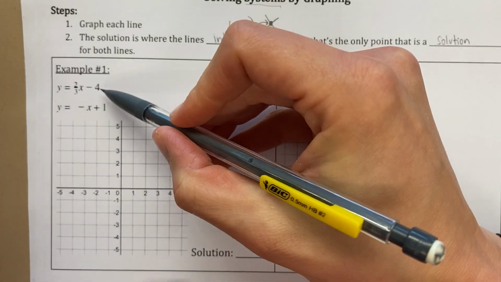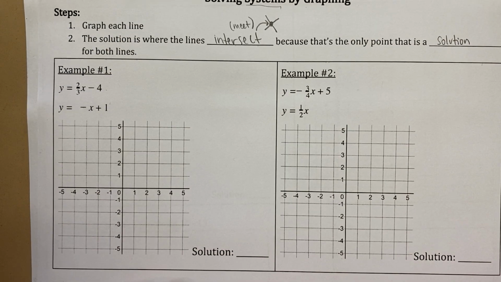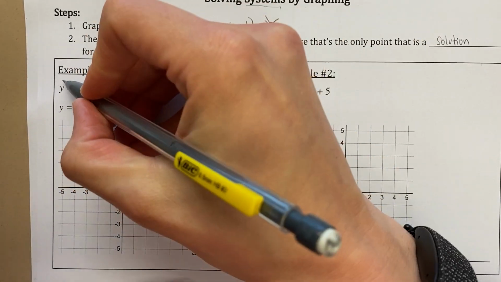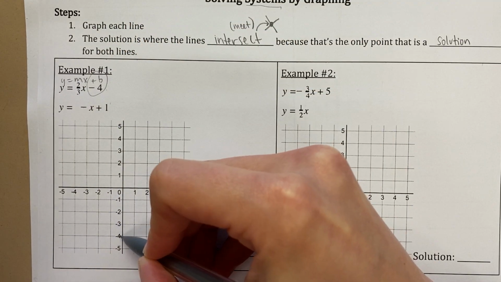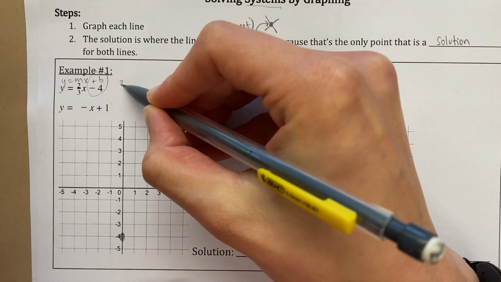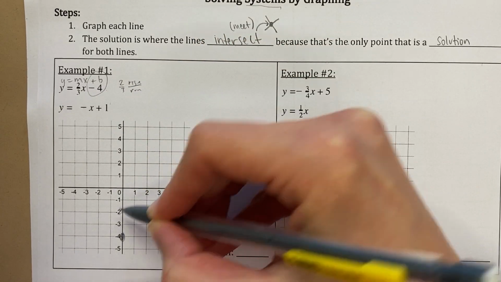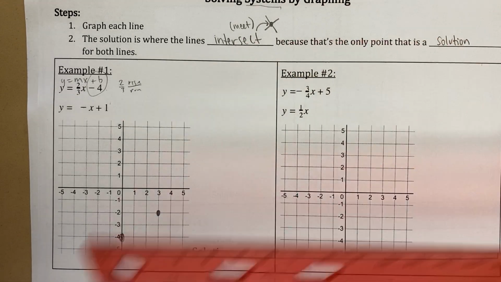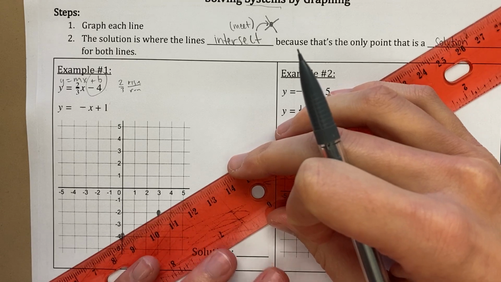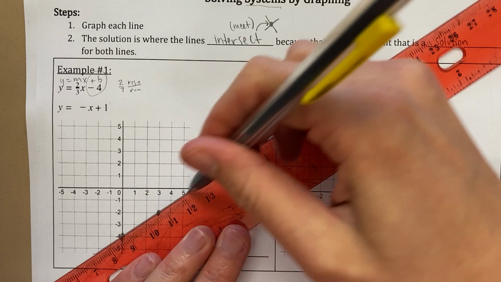So for example, if I were to graph this line, I would start at a y-intercept of negative 4, right? This is y equals mx plus b. And then my rise over run is 2 over 3. So I'm going to rise 2, run 3. And so my line, and you got to graph really neatly here, right? My line is going to look something like this.